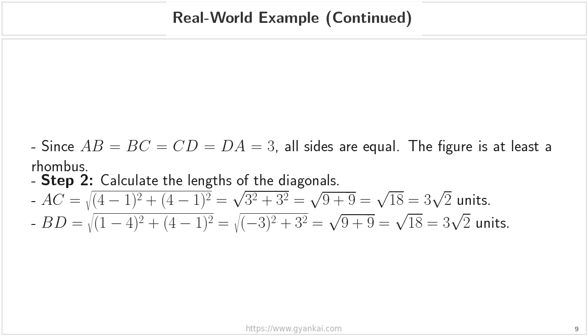Next, let's calculate the length of diagonal BD. We take the square root of the quantity 1 minus 4 squared plus the quantity 4 minus 1 squared. This becomes the square root of negative 3 squared plus 3 squared. Since squaring a negative number gives us a positive, we have the square root of 9 plus 9, which also results in the square root of 18, or 3 root 2 units. Notice that both diagonals have come out to be exactly the same length.